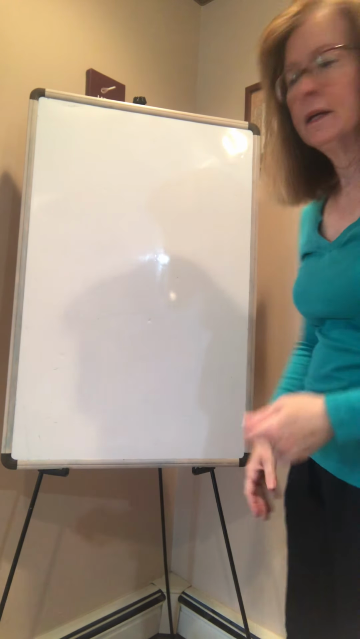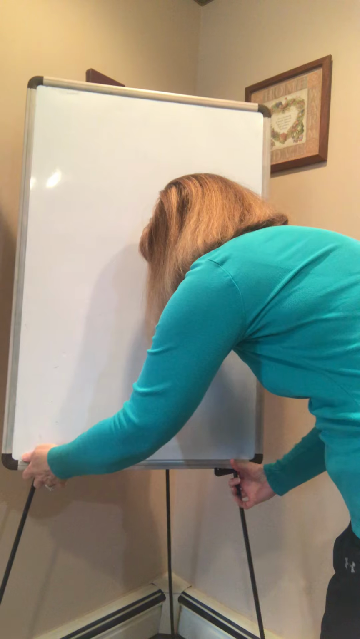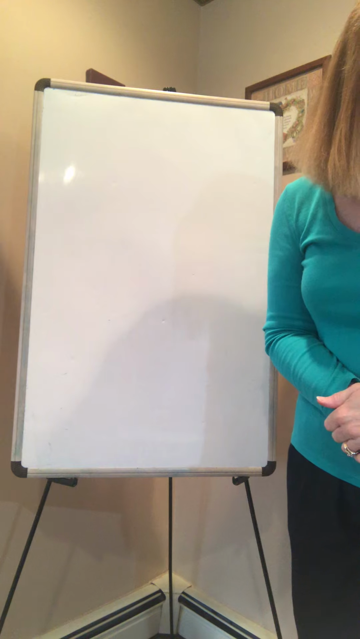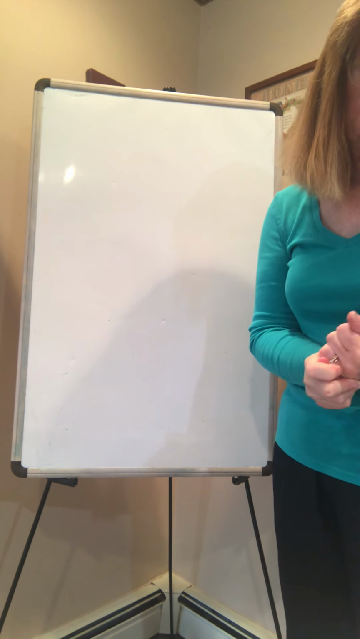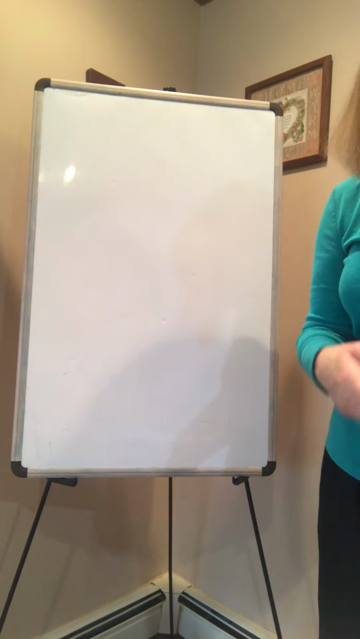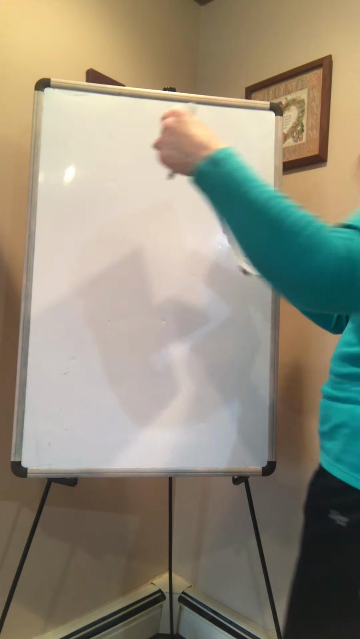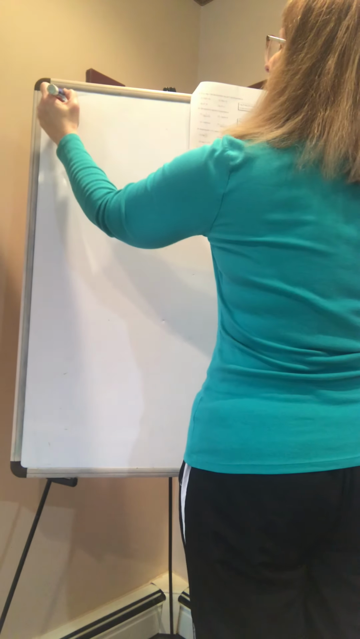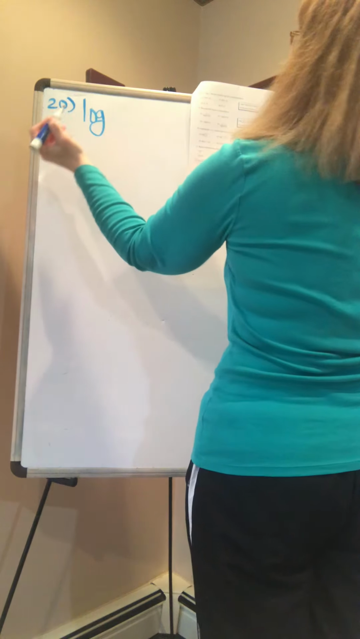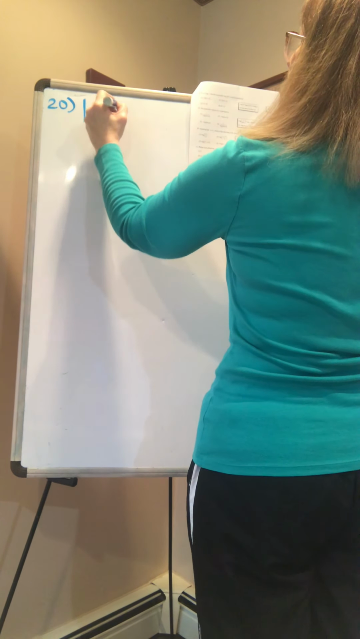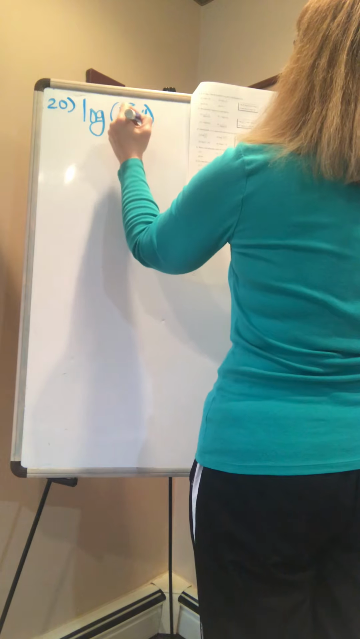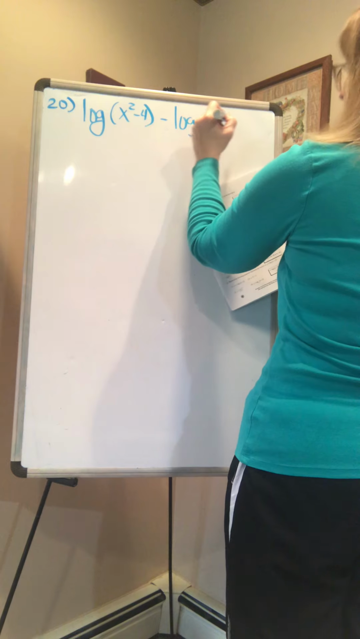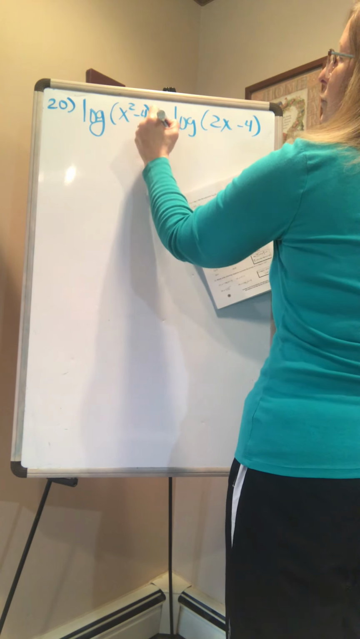All right, so now, I think I moved that when I was erasing. Let's see, is that better? Okay, all right, so now we're on 20. Assuming x is not negative 2, which of the following is the same? Well, again, here's log laws again, so this is lesson 3 again. So number 20 says log, and it's a common log because there's no base, x squared minus 4 minus log 2x minus 4. Well, this is the quotient rule.